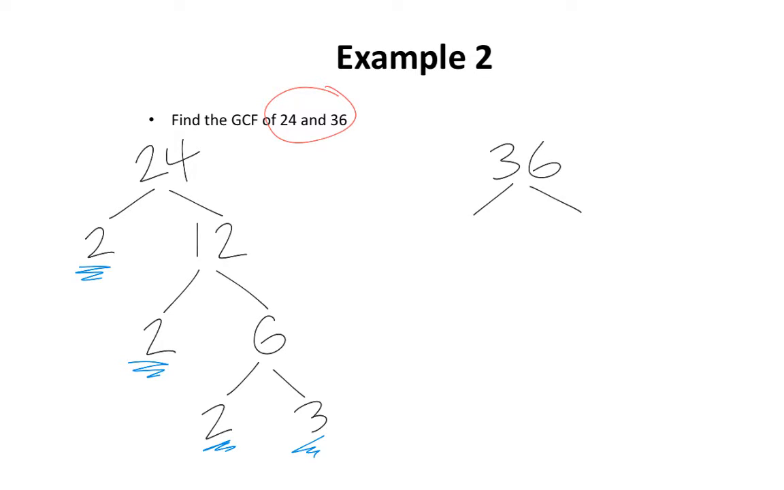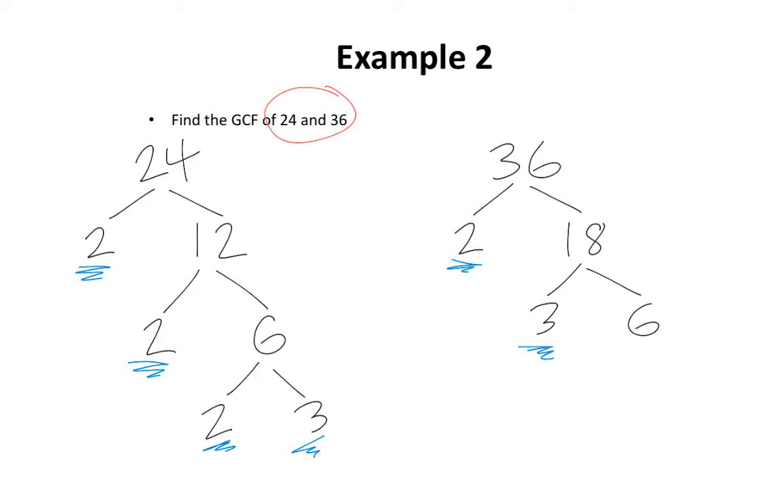I'm going to use the same process for 36. I want you to think of two numbers that, when multiplied together, will give you 36. I'm going to use 2 multiplied by 18. Now, 2 is a prime number. 18 is not a prime number, so we're going to repeat the process. Two numbers that, when multiplied together, will give me 18. Those two numbers could be 3 and 6.